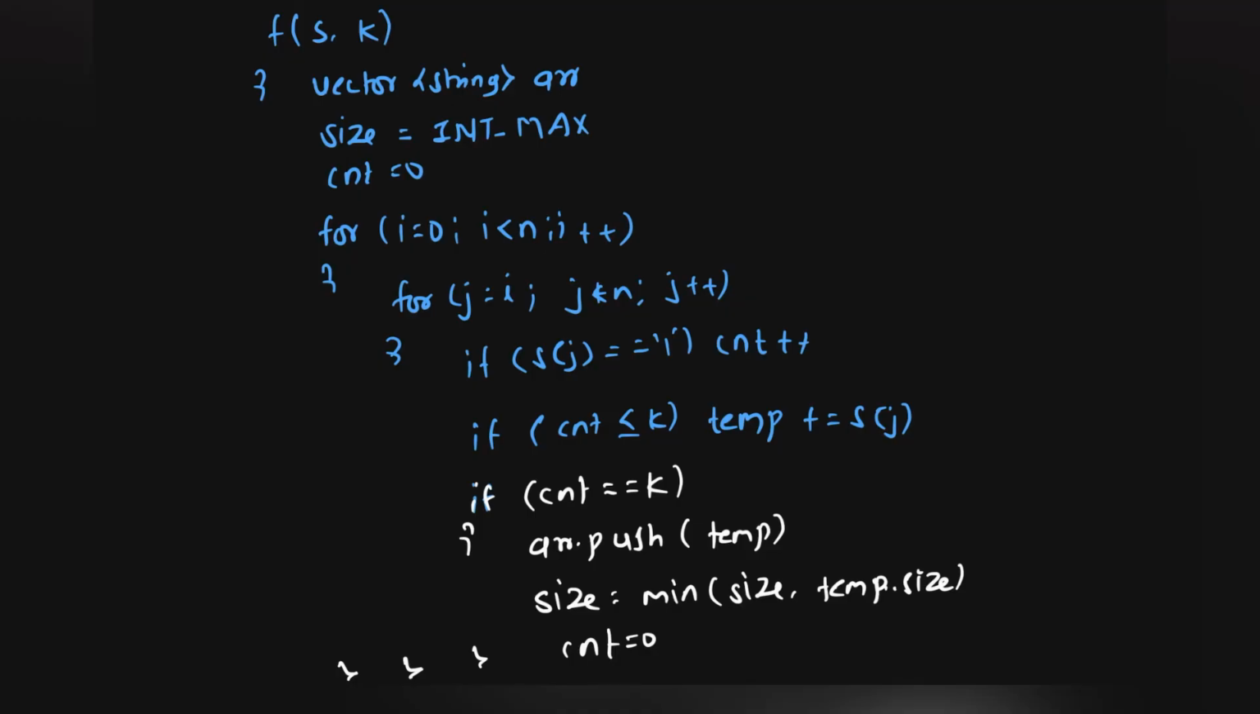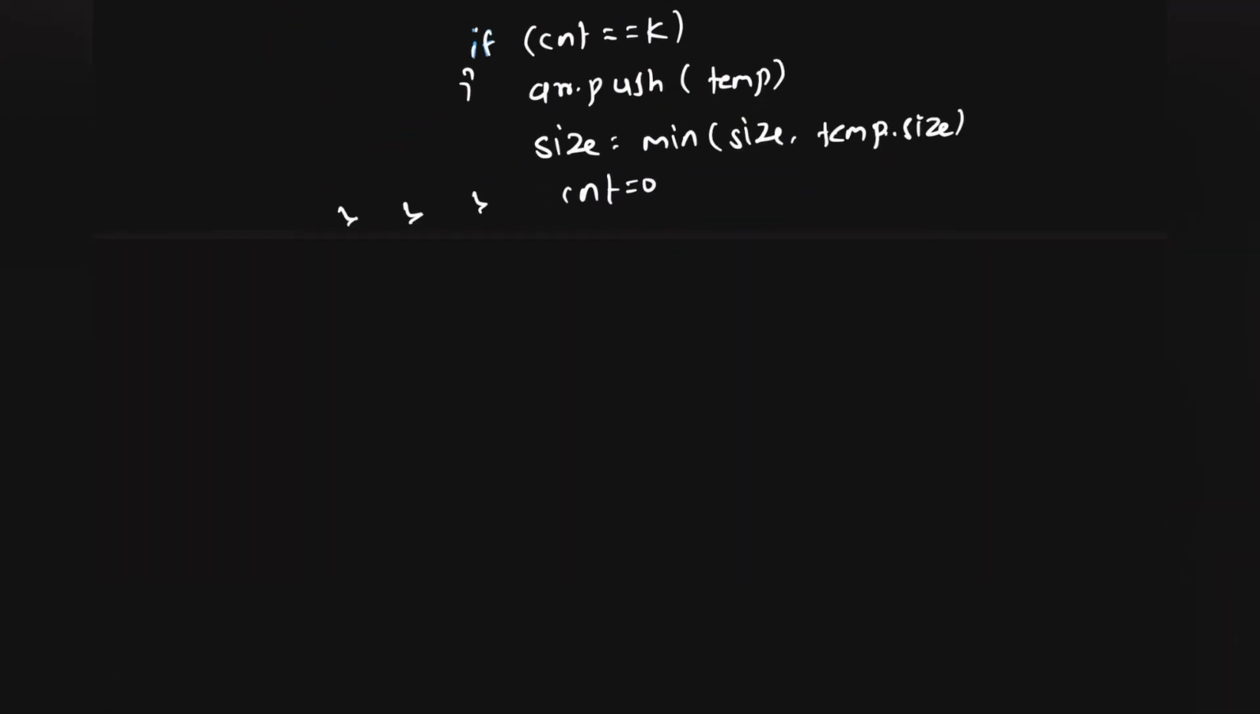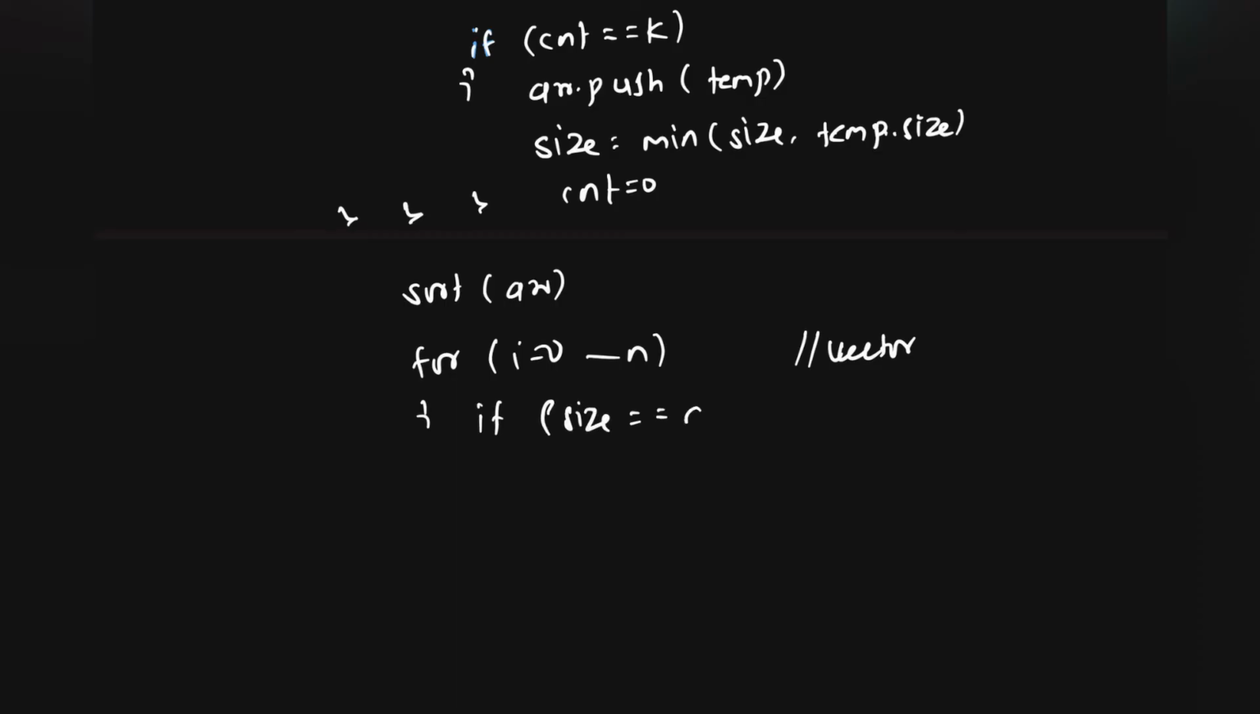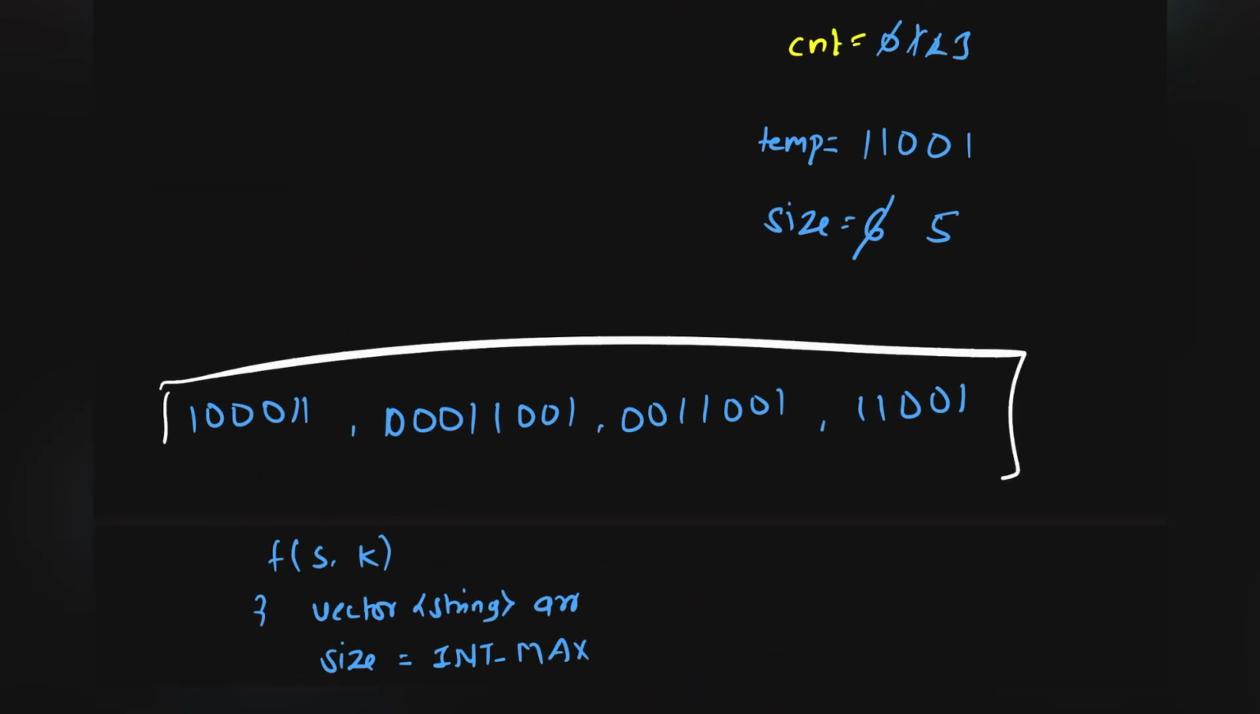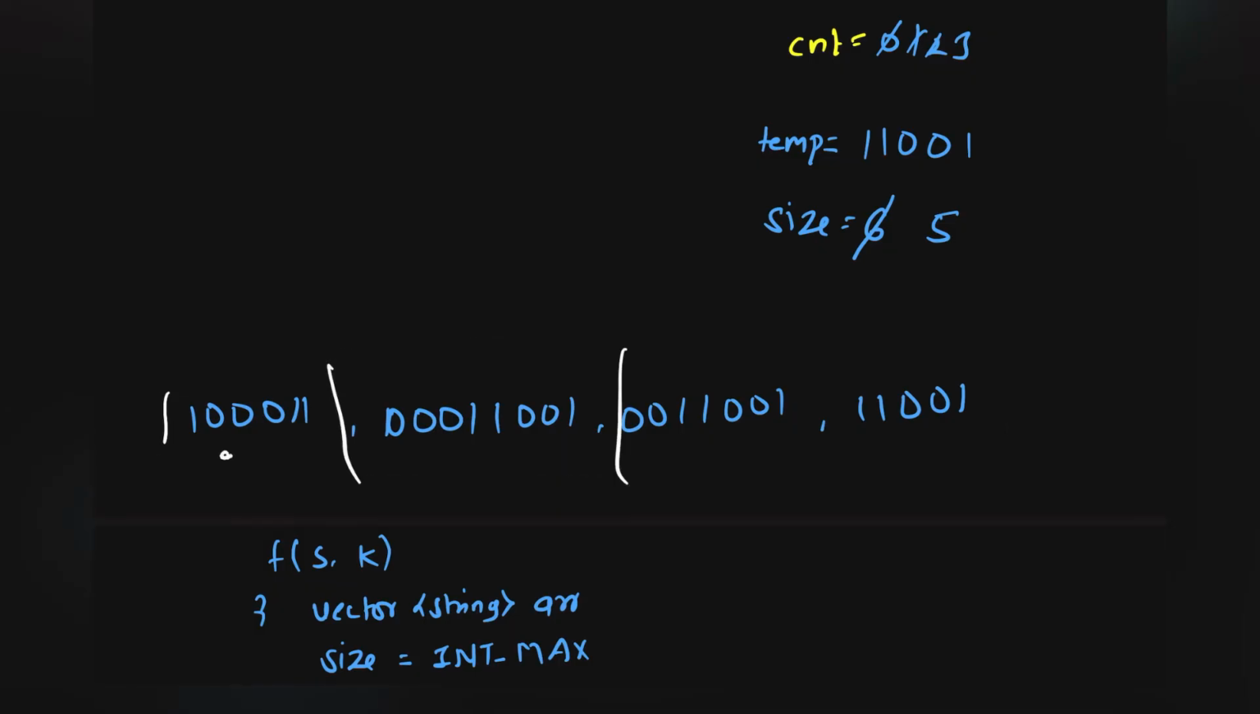Finally, once we get over here, we will simply sort the vector which contains the strings in it. Then we will start from 0 to n, traversing the vector, and check if my size is equal to arr of i dot size. Over here this is my array, right? If I come over here, what will be the size? 1 2 3 4 5 6.